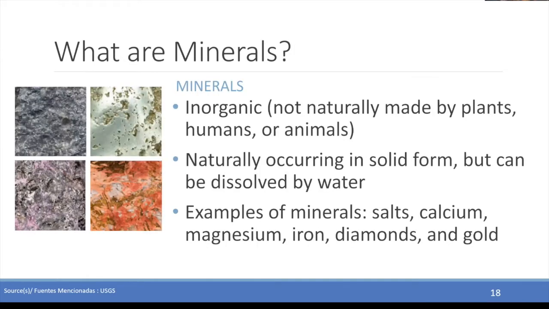Now on slide 18, what are minerals? There's a picture of different raw minerals found in nature. So minerals are inorganic, so they're not made by plants or humans or animals. They occur naturally in a solid form, but they can be dissolved by water and can be found within water. Examples of some minerals include salts, calcium, magnesium, iron. Other minerals are diamonds and gold, which typically are never found in water, but those are also minerals.